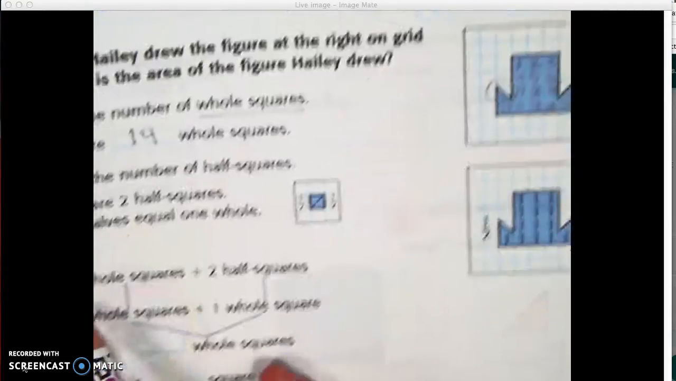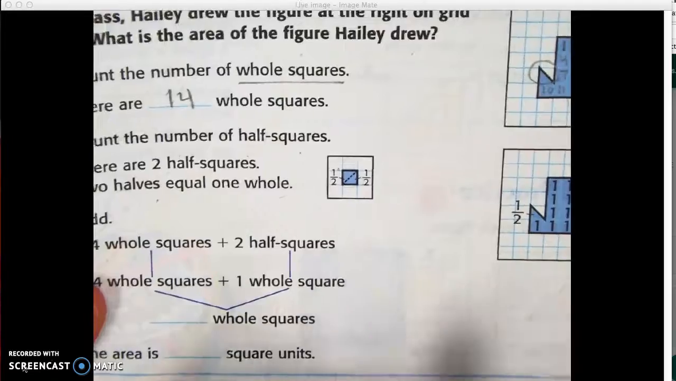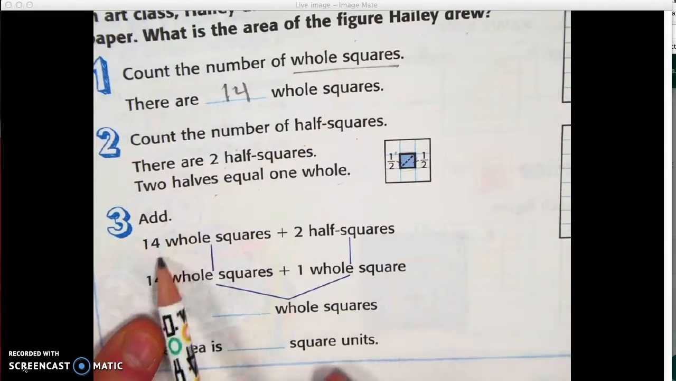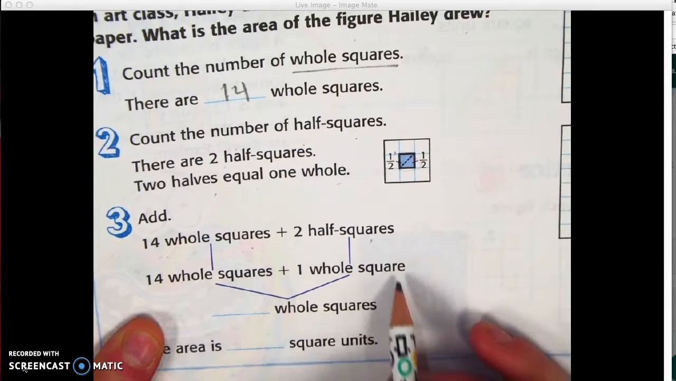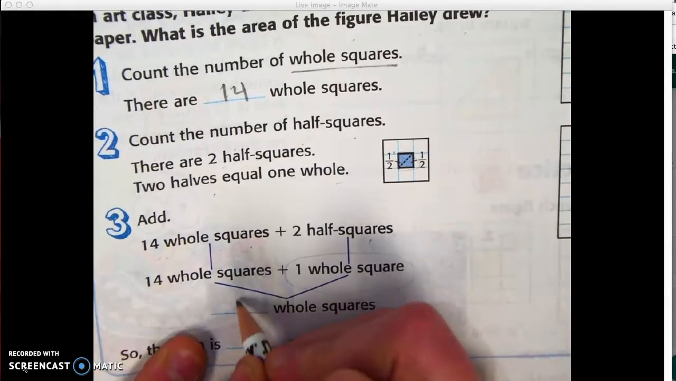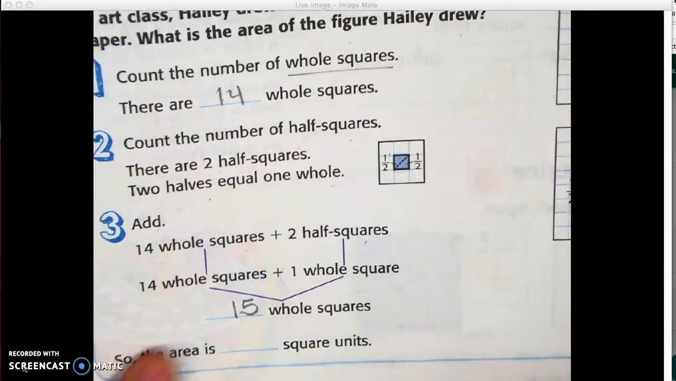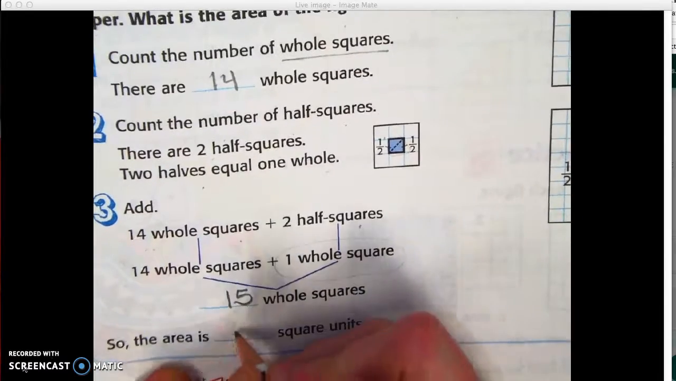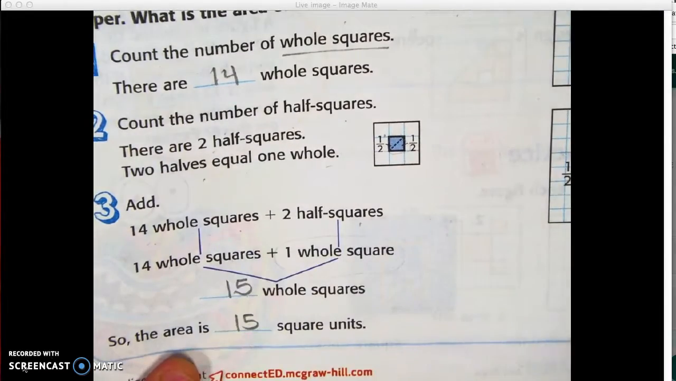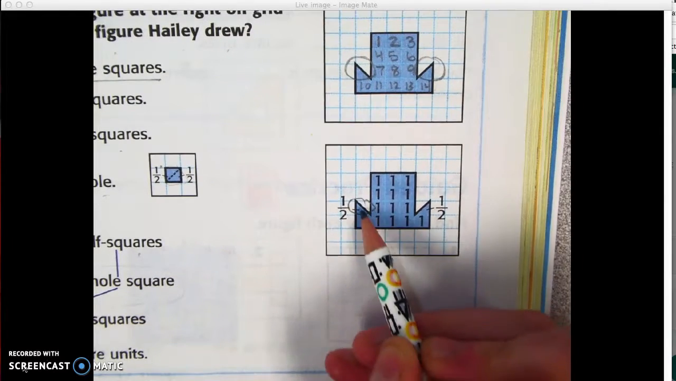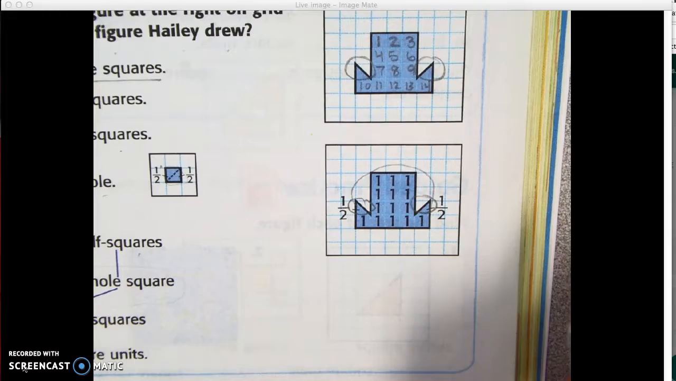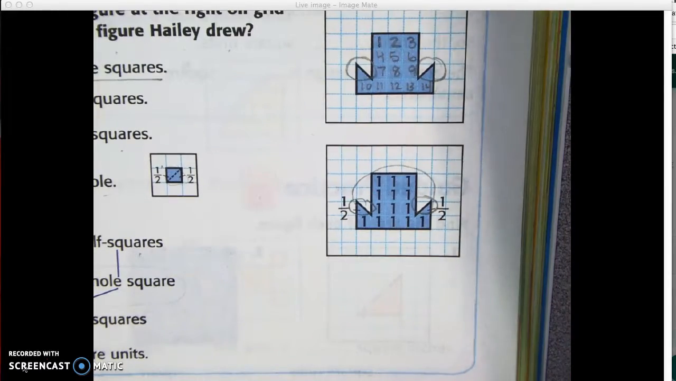So looking at my problem, I have 14 whole squares and 2 half squares. So 14 plus 1 whole square equals 15 squares total. So the area is 15 square units. All I did was put this one together with this one to get one more square. All right, turn to the next page.